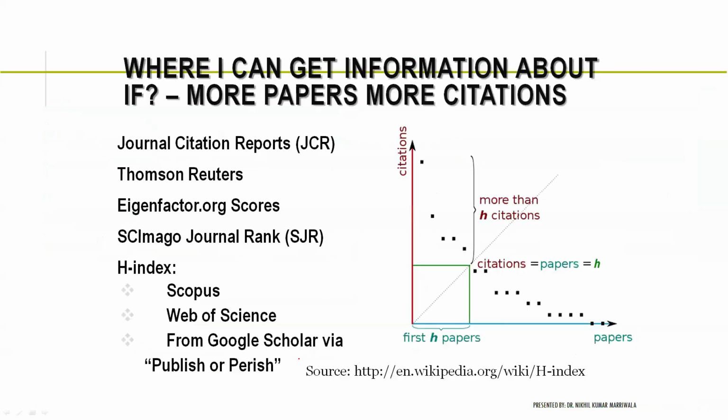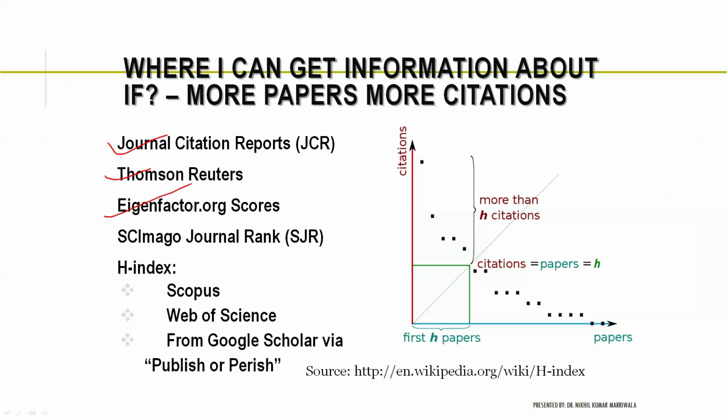So I've already shown you this ResearchGate part. So where I can get this information, now these are some of the journal websites that you normally see. JCR, this is Journal Citation Report Index that is available. Thomson Reuters, one of the most trusted ones for SCI part.